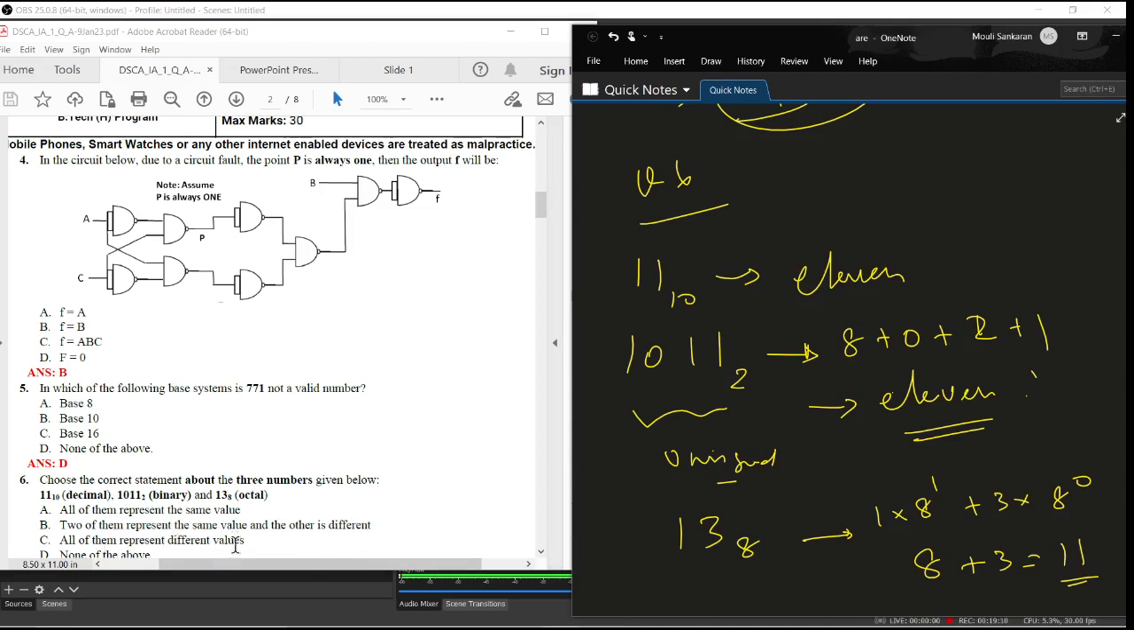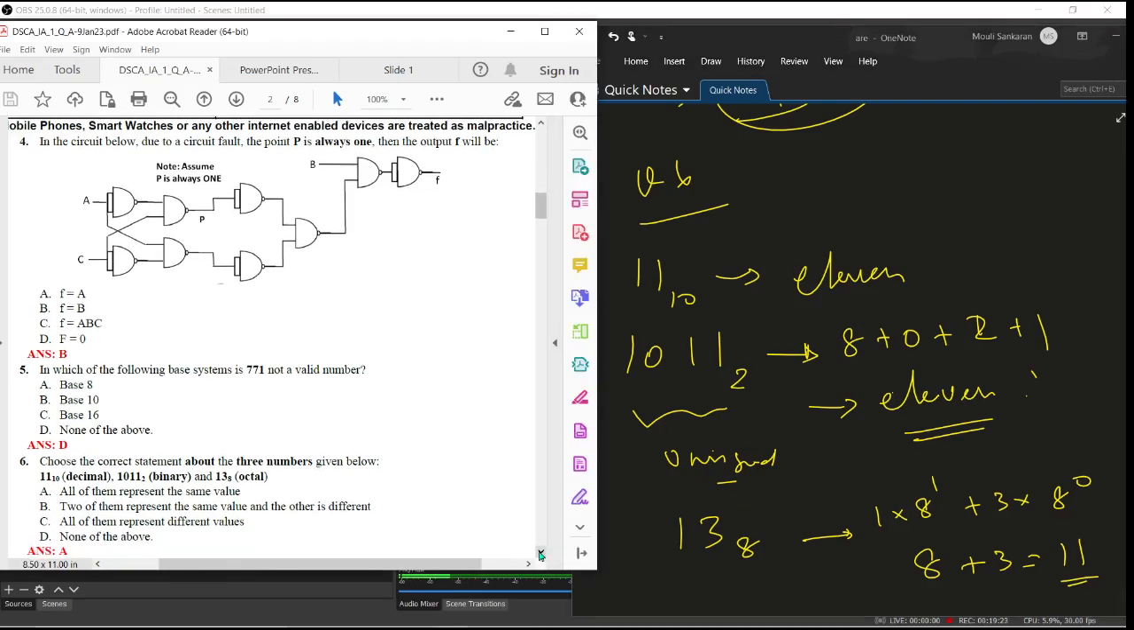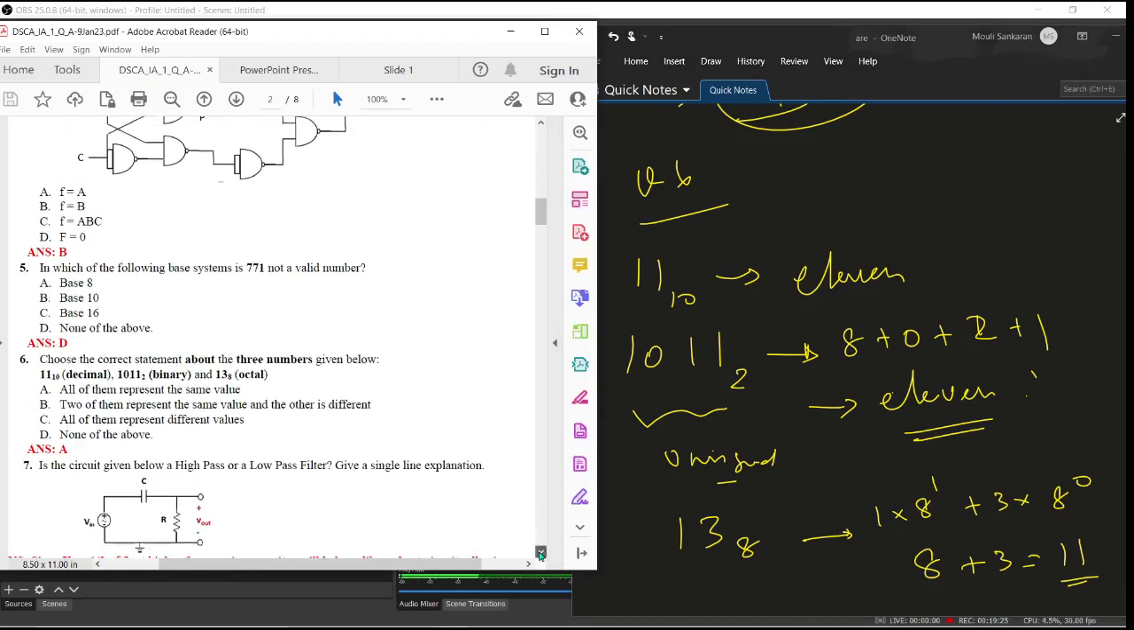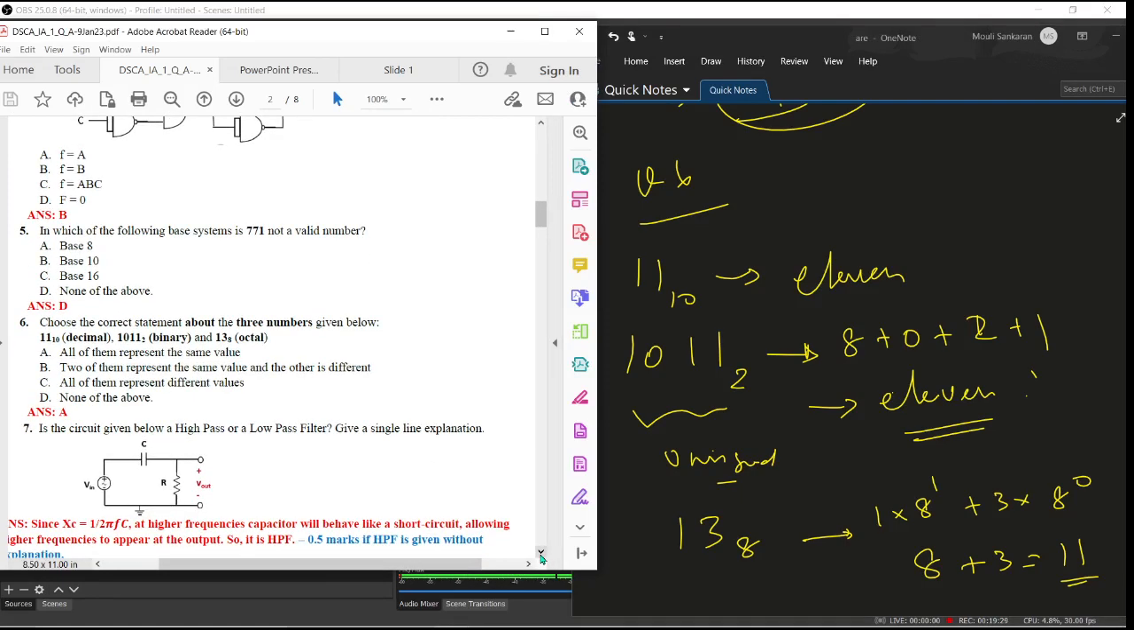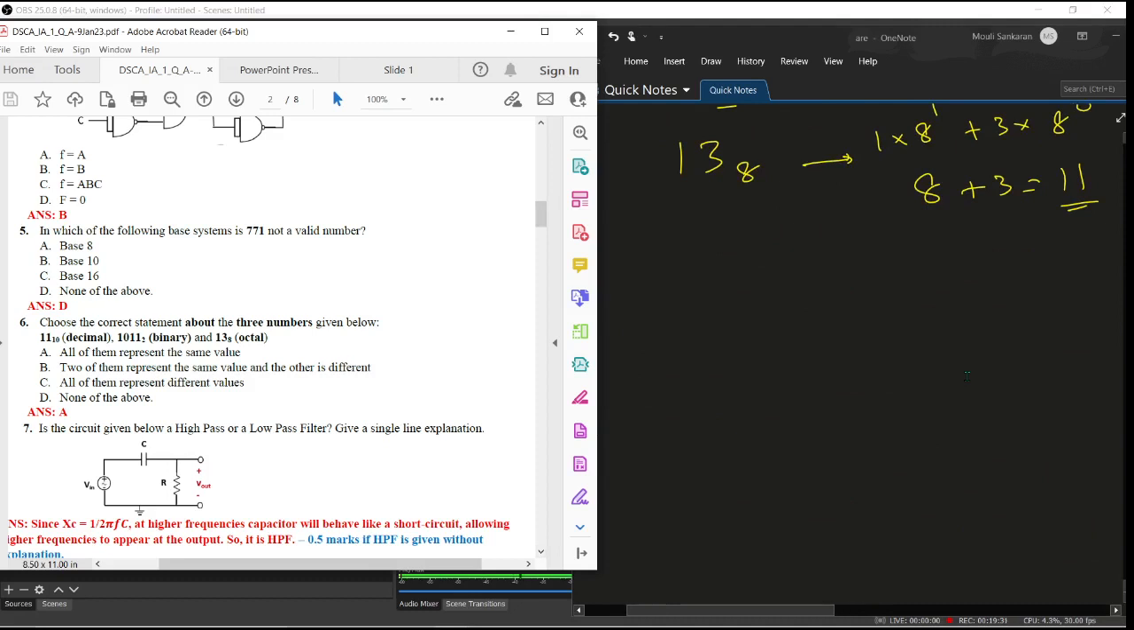So all of them represent different values is wrong. Two of them represent the same value and the other is different, which is wrong. All of them represent the same value, which is the correct answer. So A is the right option. Now, I think I don't need to worry about showing the answer.